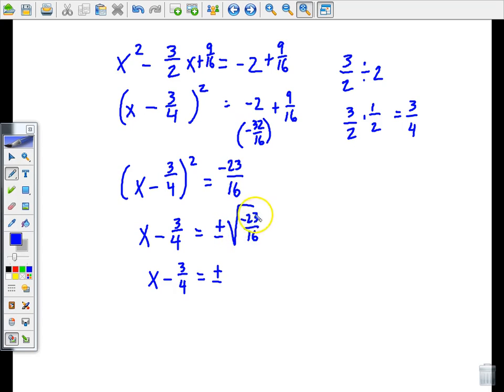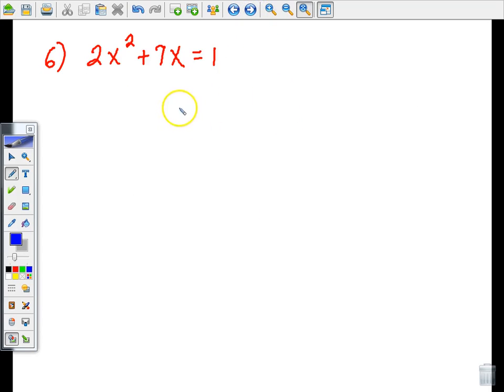So the square root of negative 23 is i times the square root of 23. And then jumping down to the bottom, the square root of 16, of course, is just regular 4. And so now we're ready to solve for x by adding 3/4 to both sides. And we get our final answers. Okay, so we're done with that. Okay, let's try one more.